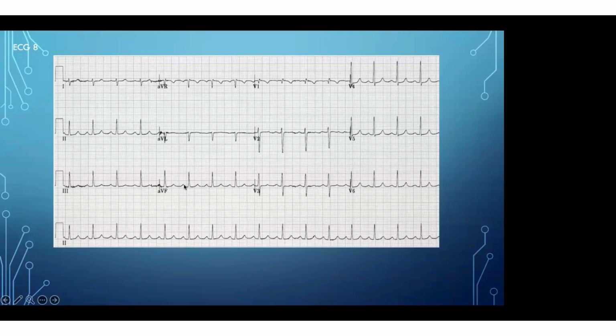It's a narrow QRS tachycardia. The QRS duration is normal, less than 120 milliseconds. And the heart rate is how much? It's around 100, just above 100, 101 or 102. It's a tachycardia. It's a narrow QRS tachycardia with 1-to-1 AV conduction.